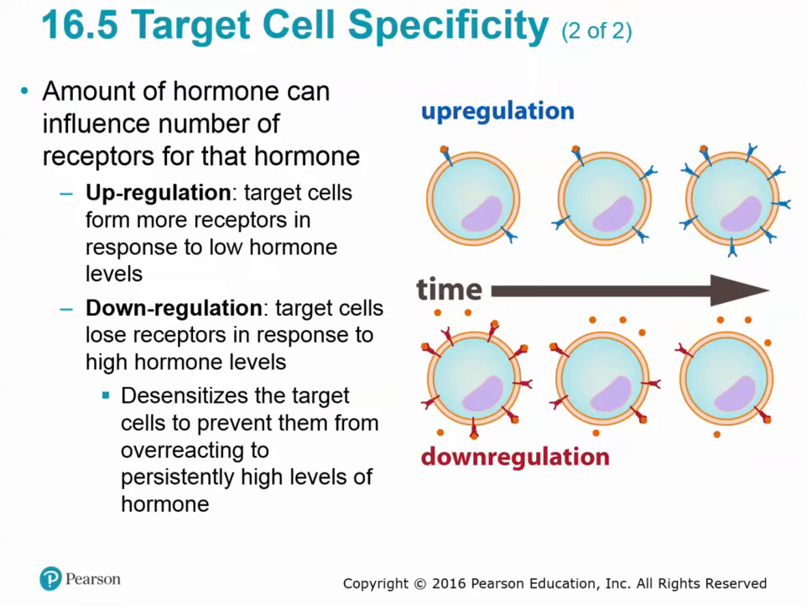Downregulation would be the opposite. Target cells will decrease their number of receptors in response to high hormone levels. Say we have lots of receptors and lots of hormones, so we don't want all of the receptors to bind to all of the hormone, so we decrease the number of receptors so we're not taking on all of the hormone at the same time. Essentially this can desensitize the target cell and prevent it from overreacting to persistently high levels of hormones.